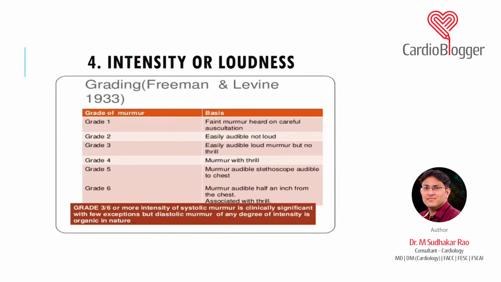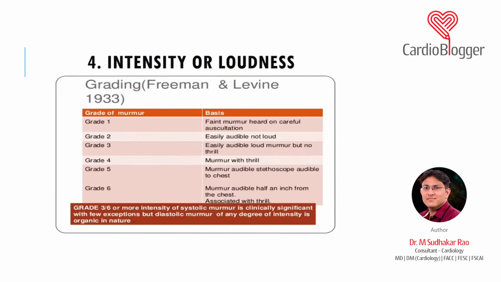It is a murmur audible with the stethoscope half an inch away from the chest wall, and it is associated with a thrill. Grade 5 is heard with the stethoscope just on the chest wall. It won't touch the chest wall, just away from the chest wall. Most of the PDA murmurs or rupture of sinus of Valsalva, they are continuous murmurs, and they can be even grade 5. Grade 4 murmurs are those associated with a thrill, like a VSD murmur or mitral regurgitation murmurs, or even pulmonary stenosis murmurs, aortic stenosis, which are usually associated with a thrill.